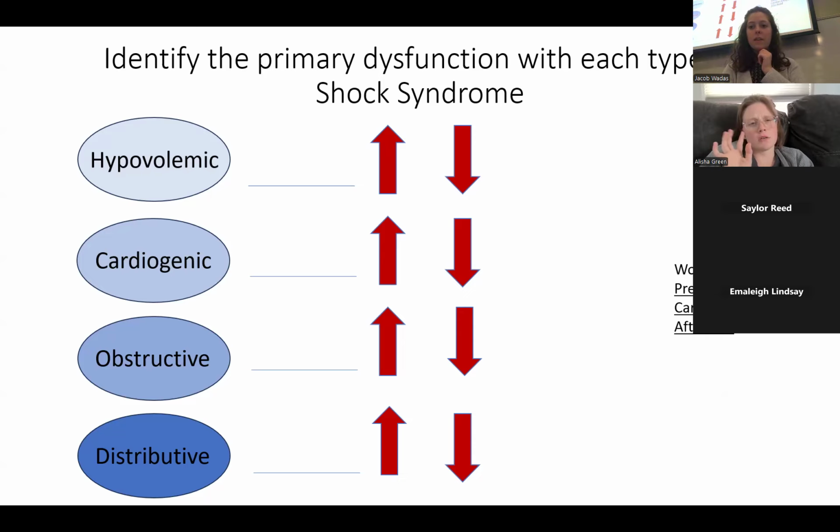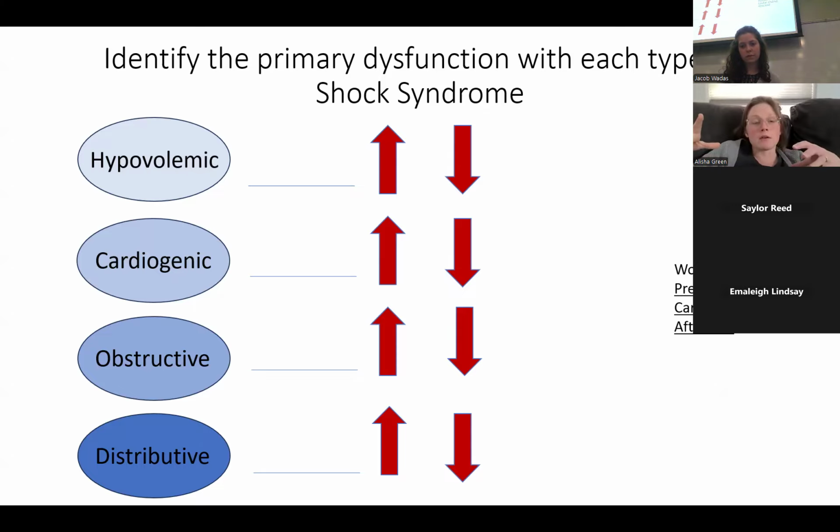Can I ask a question? Yeah. Just for distributive, I'm having trouble understanding why it's afterload and not afterload and preload. Because if the entire peripheral vasculature is expanding, wouldn't that affect both the incoming and outgoing pressure? It does.